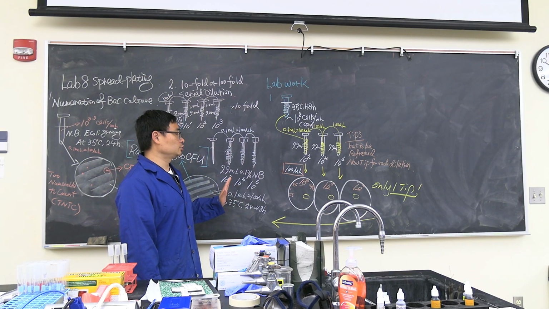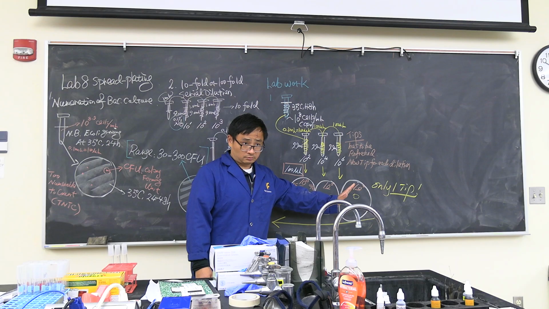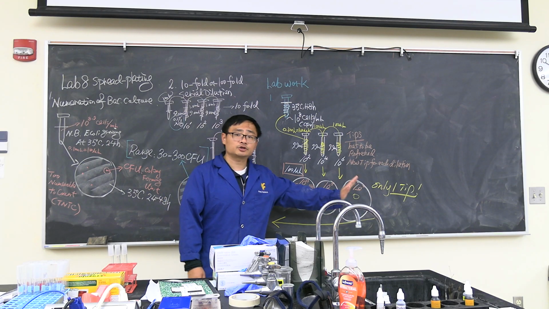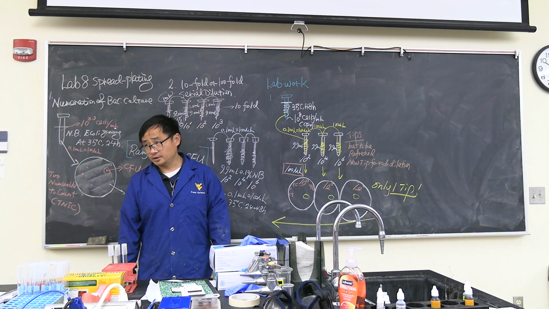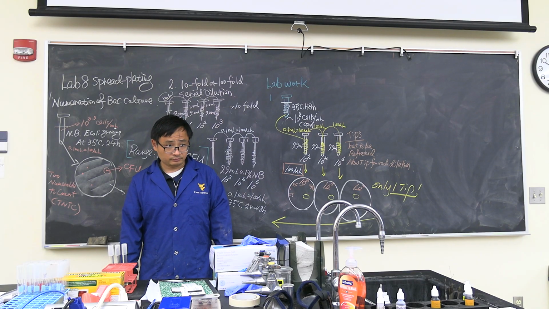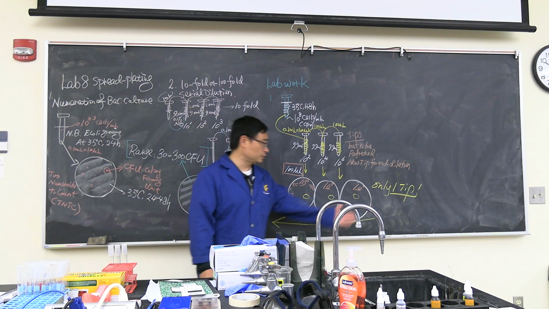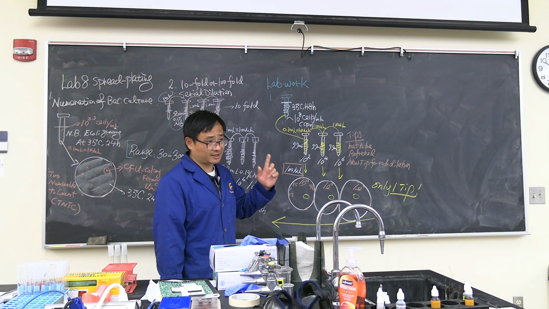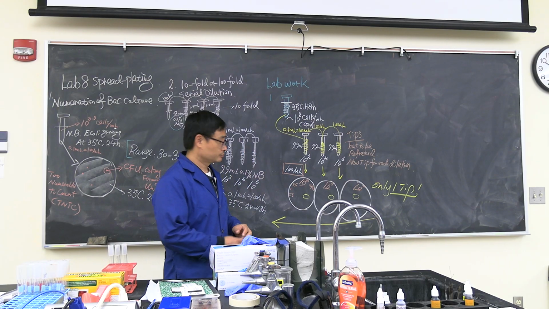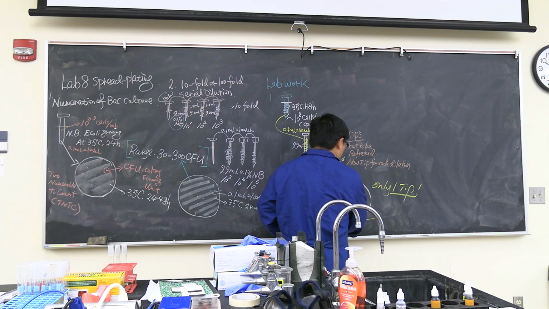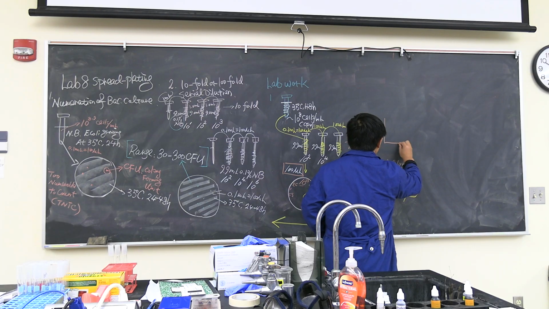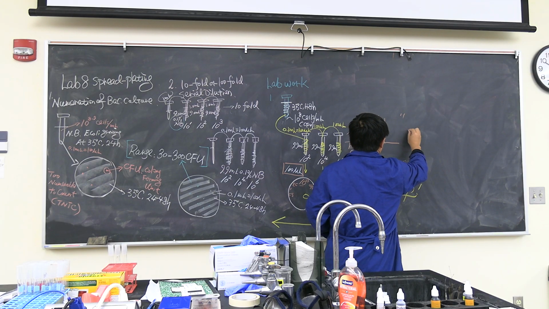But you cannot do the opposite direction. If you're doing the opposite direction, you need a new tip every single time. So that's why we do high to lowest dilution, is only 1 tip. That saves lots of the material. Now we're going to use a spreader. The spreader looks like that, L shape.